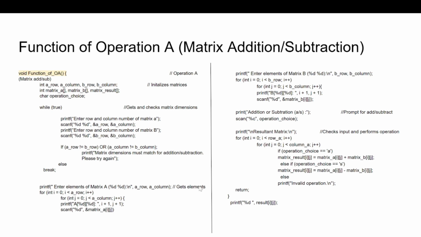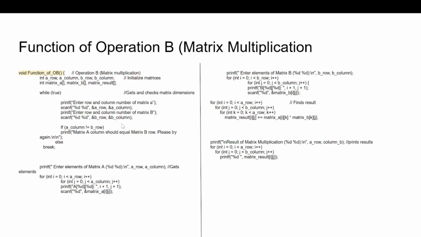And then after it checks that, it gets each actual element of both matrices here and here. And then here it asks the user whether they want to do addition or subtraction. And this is where we do it, where each element of matrix result is created by the sum or difference of matrix A and matrix B. And then it prints it.